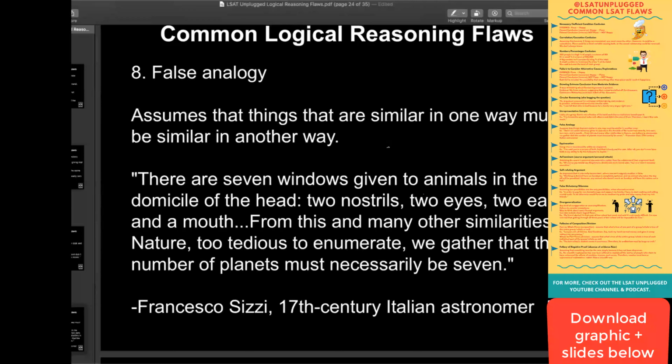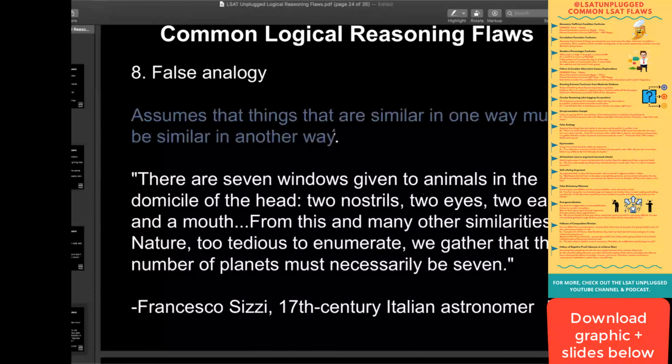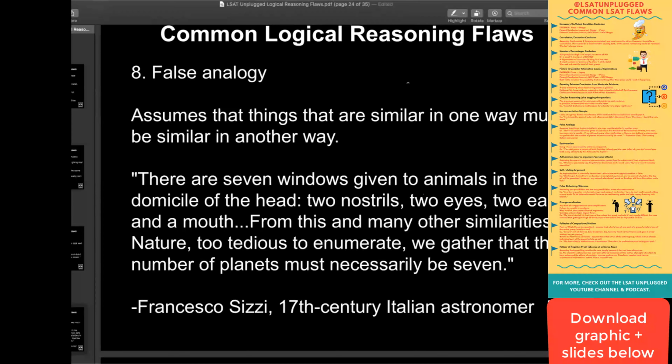Any questions on the false analogy? What would the answer choices look like, and what would the correct answer choice look like? I think the answer choice for this one would probably be something like my more general abstract description here: assumes that things that are similar in one key respect must be similar in all respects, or things that are similar in a particular respect must be similar in all respects.